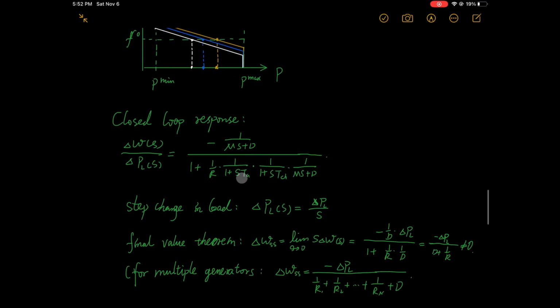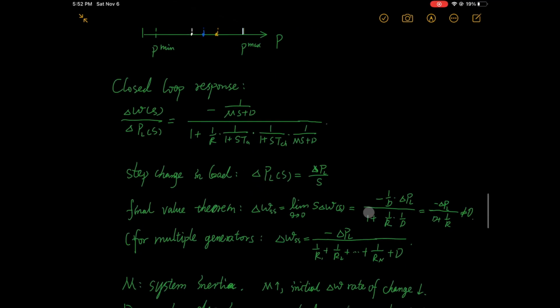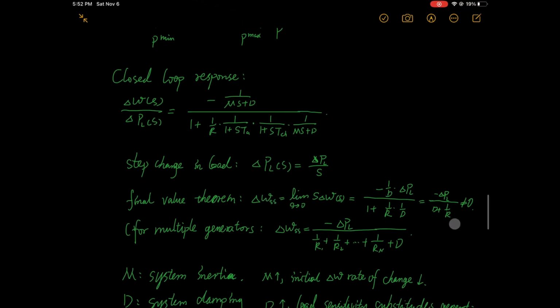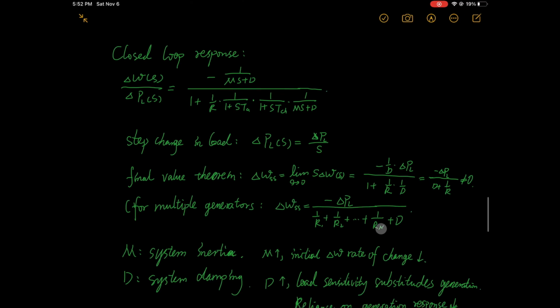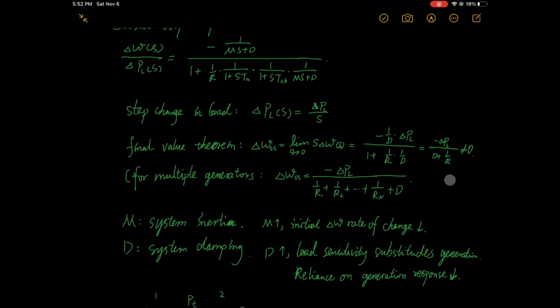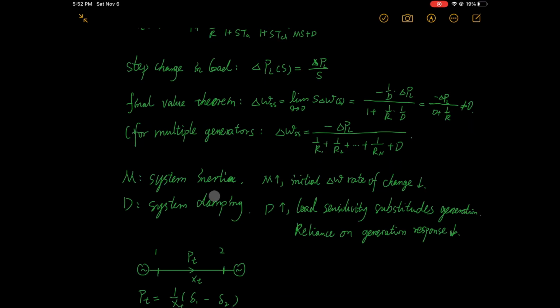If we give a step change to the load, then by the final value theorem and Laplace transform, we can calculate the steady-state speed error. The frequency containment is achieved, but the error is non-zero. It's proportional to the disturbance delta PL, and is also affected by the constants D and R.